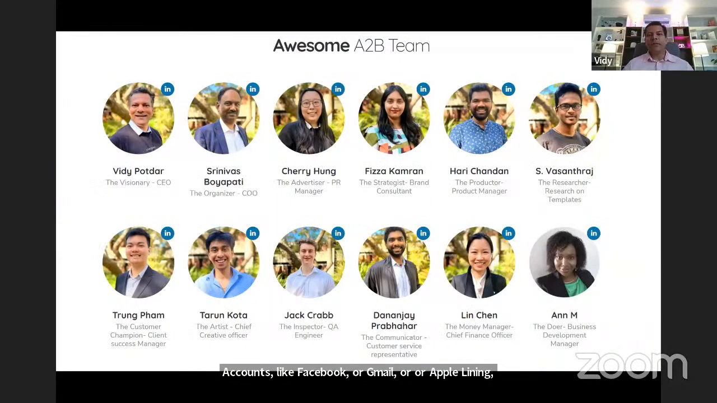So this is the team behind A2B. These are the people who work with me in the lab to build the A2B platform, who have worked with me on the platform to build A2B.